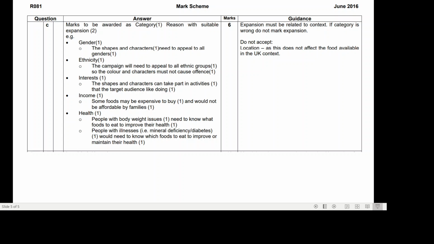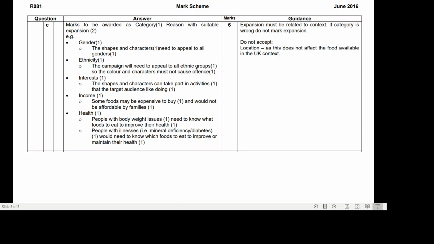So, it says here, do not accept location as this does not affect the food available in the UK. So you could have gender, 1 mark. The shapes and characters, 1 mark, need to appeal to all genders, 1 mark. You could have ethnicity, that's 1 mark. The campaign will need to appeal to all ethnic groups, 1 mark. So the colour and characters must not cause offence, 1 mark. You could have interests, 1 mark. The shape and characters can take part in activities, 1 mark, that the target audience like doing, 1 mark.